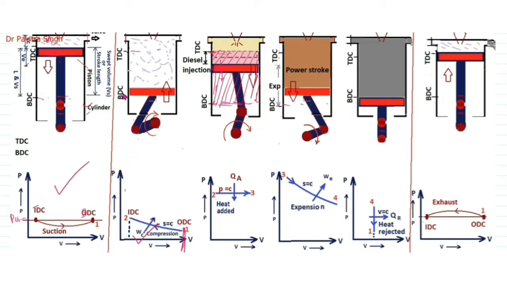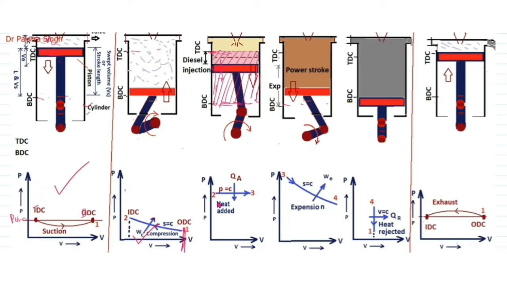Now this piston will move from BDC to TDC, and both the valves are closed. So you can see when this piston is moving from BDC to TDC, this volume is decreasing. You can see here volume is decreasing from 1 to 2, and due to the decrease of this volume the pressure will be increased. You can see here at point 1 pressure is P1, at point 2 pressure is P2, meaning pressure is increasing. So due to movement of this piston, volume is decreasing and pressure is increasing because both valves are closed. So this is the compression stroke.